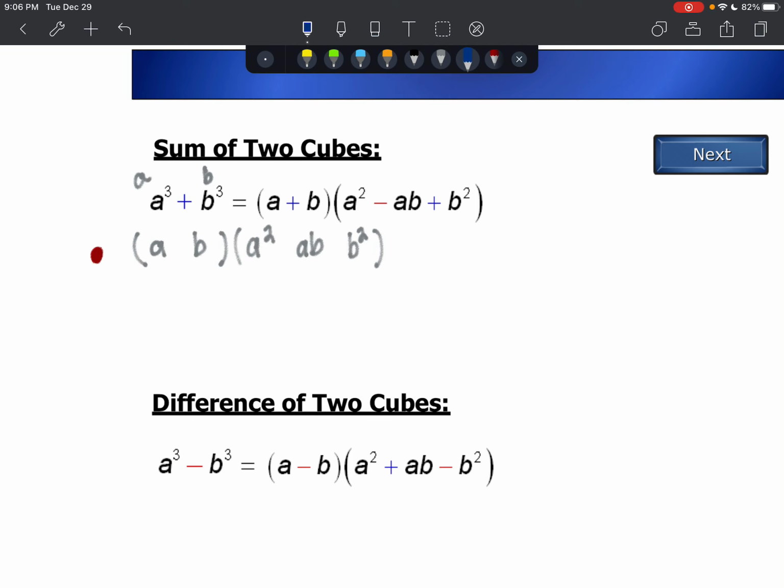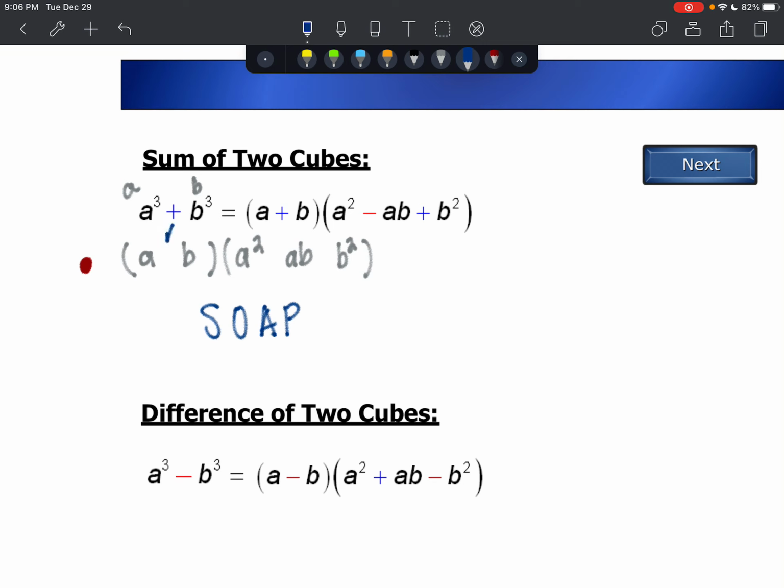And then we have what we call SOAP. Same sign. So sum of two cubes, you're going to pick the same sign, that's S. Then you have the opposite of whatever you just did, so that would be a negative. And then always positive. Same, opposite, always positive. And you can see that this is exactly what we did here. So let me show you with numbers. And this is why knowing your cubes is a really good idea.